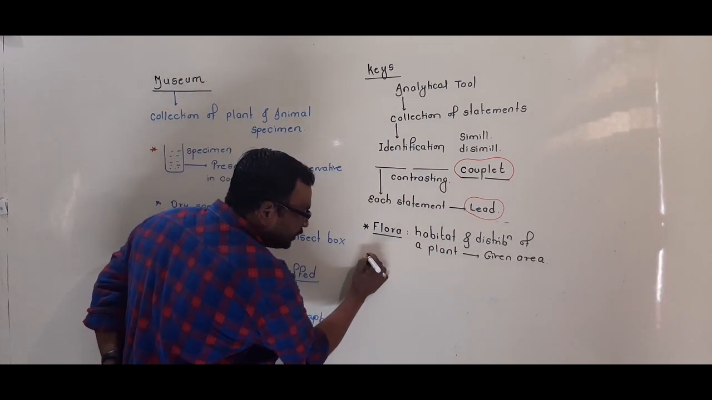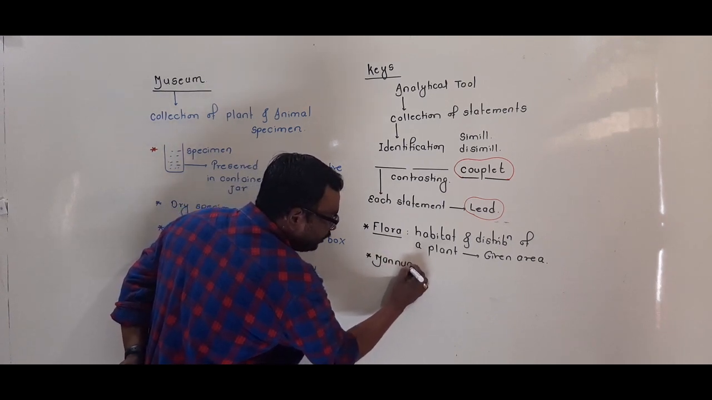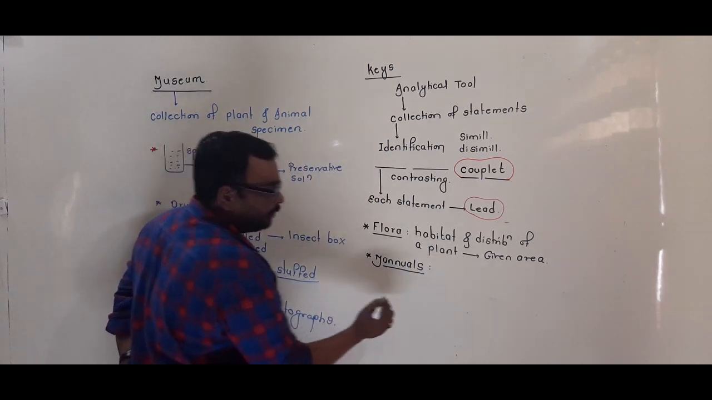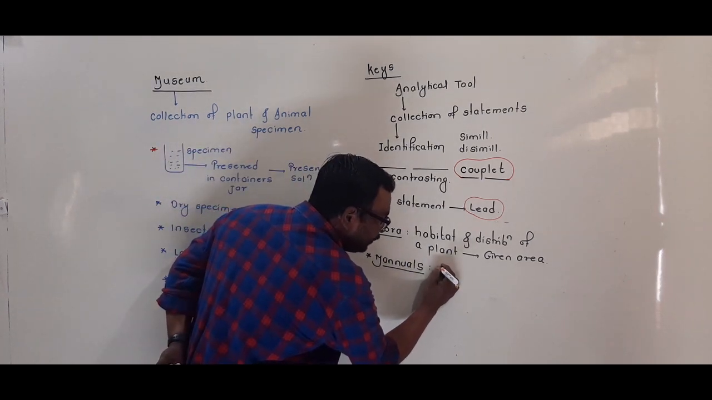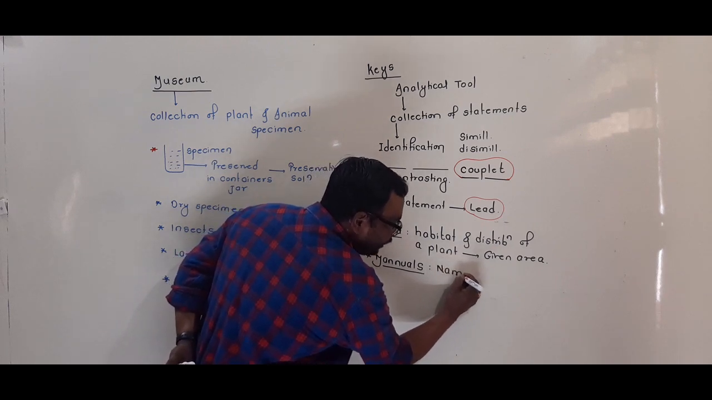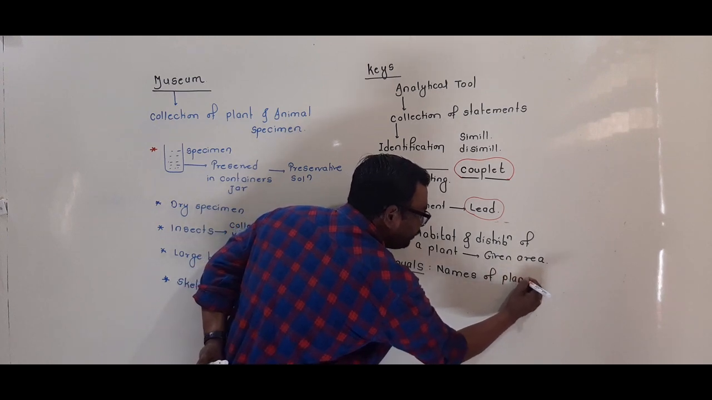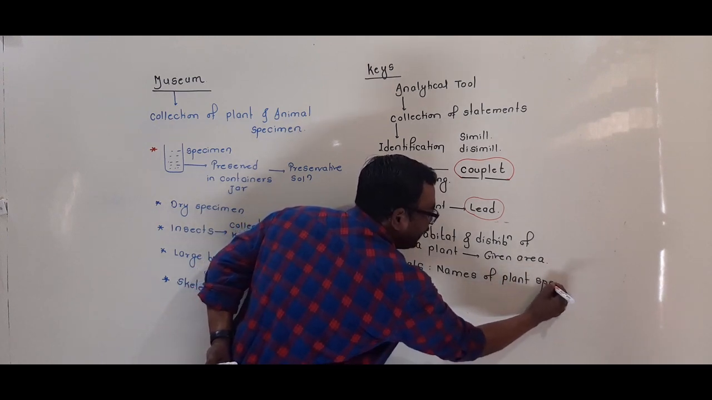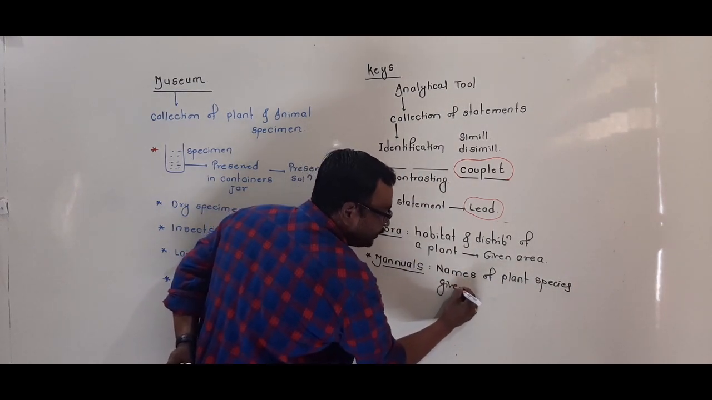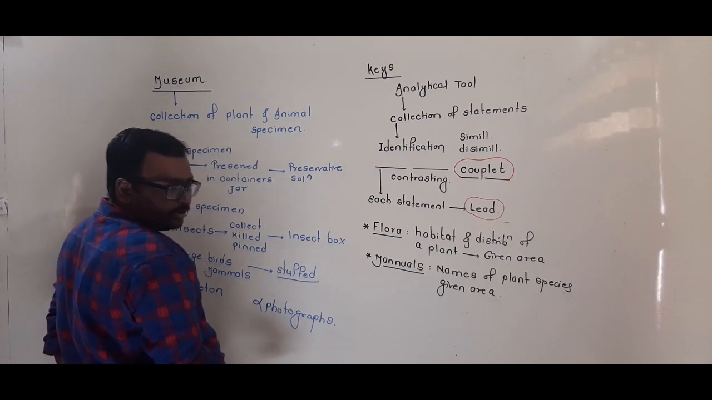The second documentation used is called manuals. What is that called? Manuals. You should remember that manuals are considered an identification tool which gives you an idea about the names of plant species in a given area. So a collection of names of plant species in a given area is called manuals.